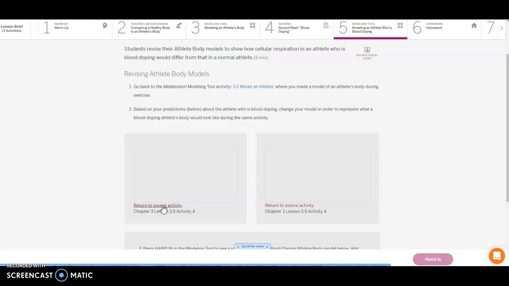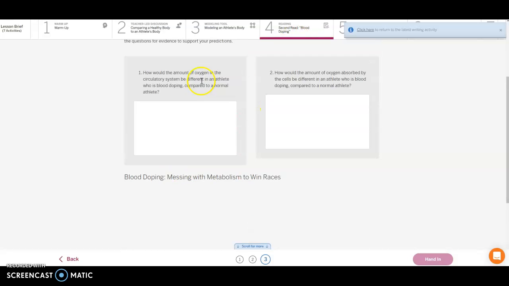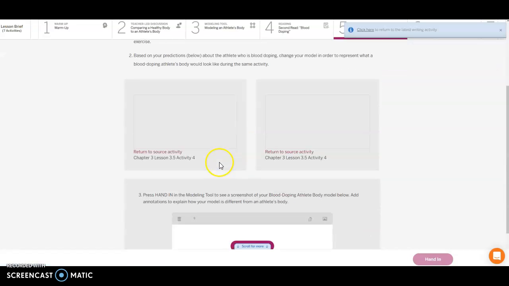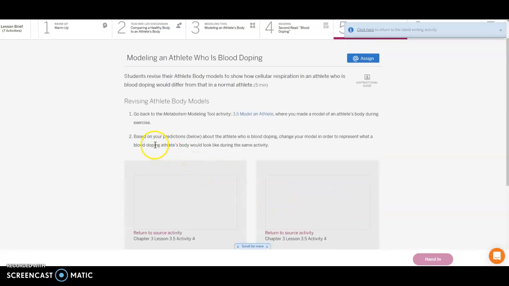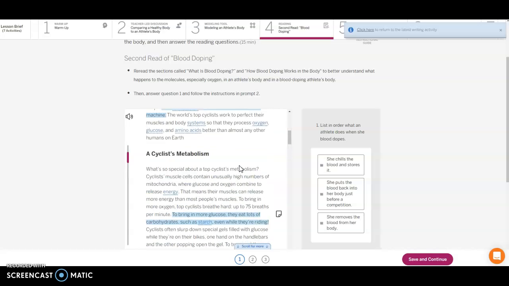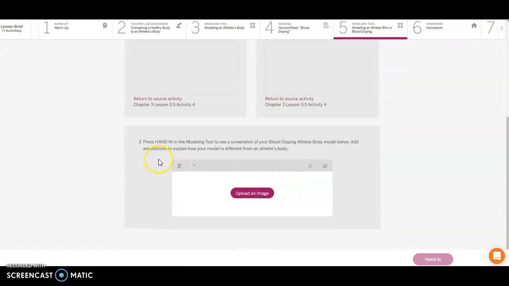Now remember, you can go back to your original activity. It'll bring you right back to it if you click on that button that I just clicked on, if you saw what I was talking about. But this is actually from the article that we would have just reread too. So what you're going to do is, based on your predictions about that athlete who is blood doping, change your model in order to represent what a blood doping athlete would look like during the same activity. If you need to go back in part 4 and reread this article so that you can get a little bit better understanding to be able to do this, please do that. And then come back here and answer this question down here at the bottom by turning in your new model.